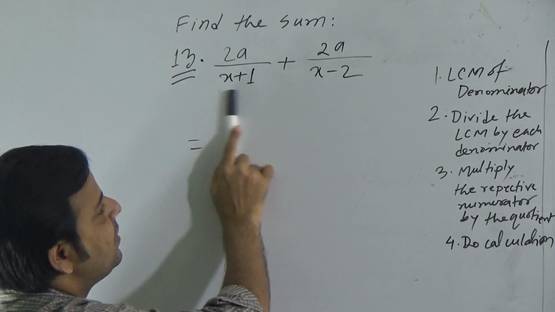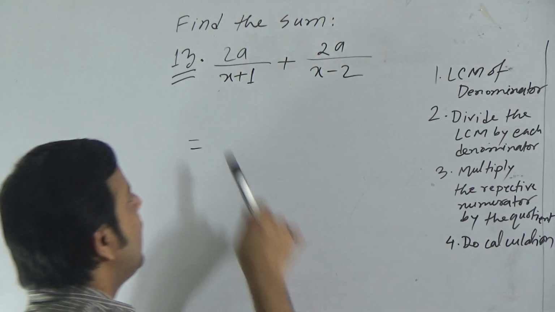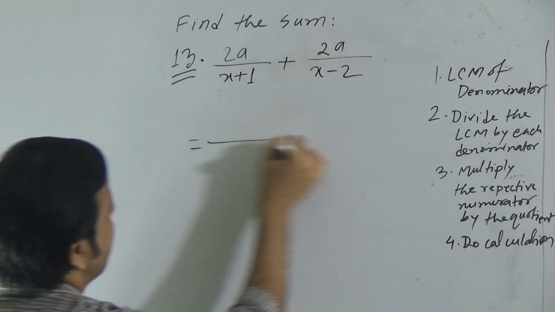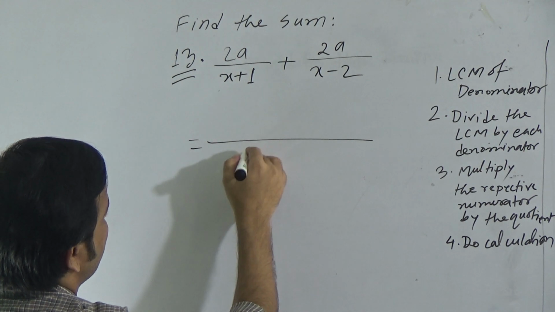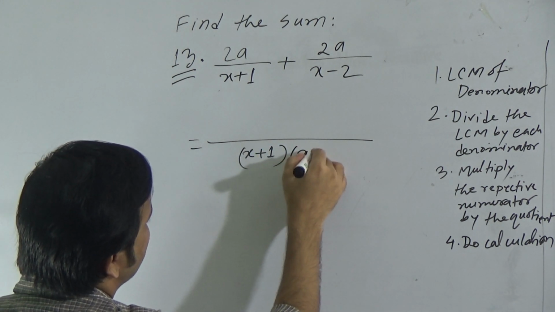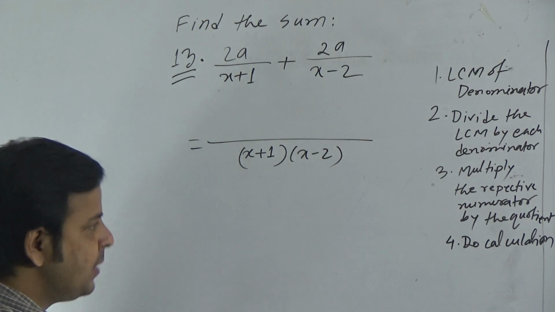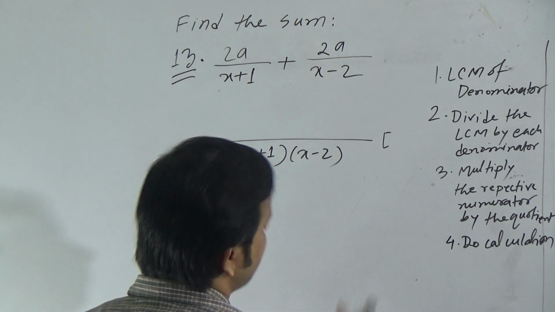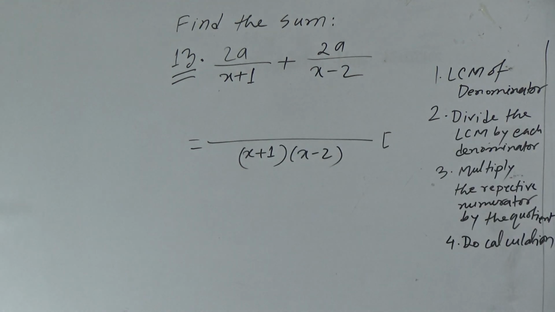Here first denominator is x plus 1 and second denominator is x minus 2. As we can factorize this, so we can do direct the LCM of these two. LCM of these two is their product, x plus 1 and x minus 2. If you want, you can write the side note here, LCM of, so I will erase the rules now.